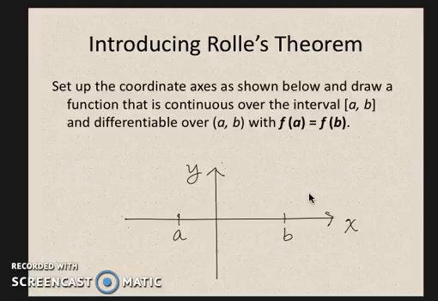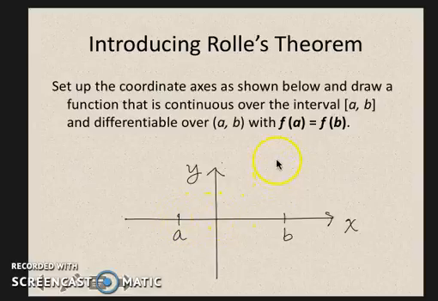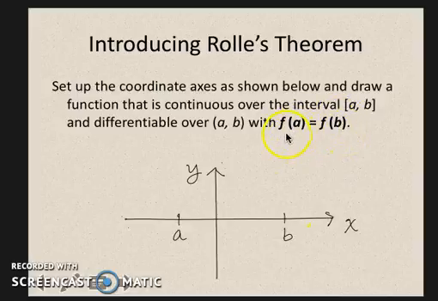So Rolle's theorem says if you have a function that is continuous on the closed interval [a, b] and it is differentiable on the open interval (a, b), with f(a) equal to f(b). So the value of the function at point a and the value of the function at point b are equal. So we have to set up the function like that.